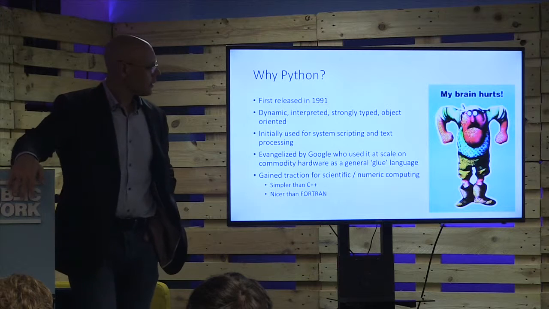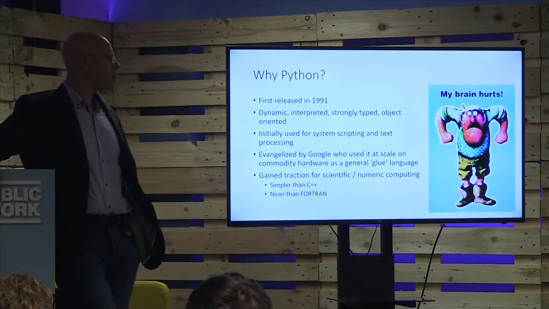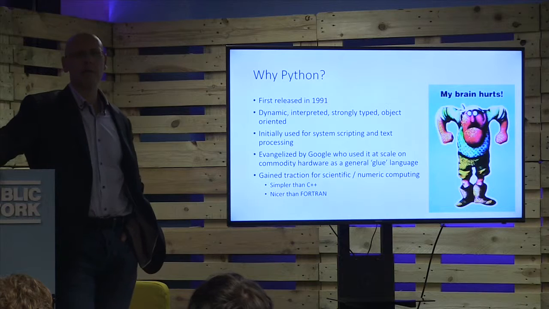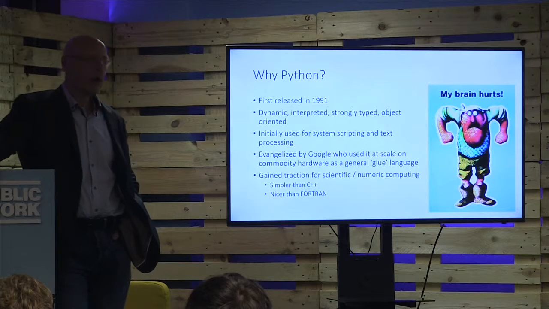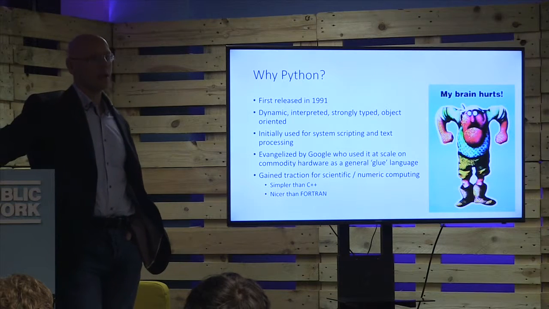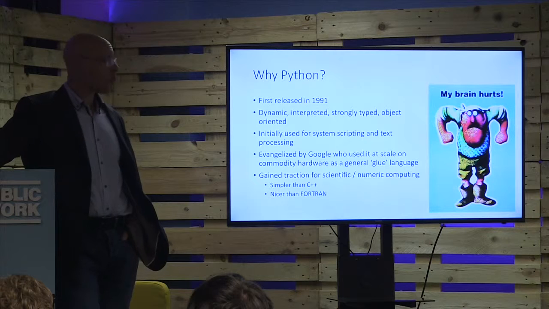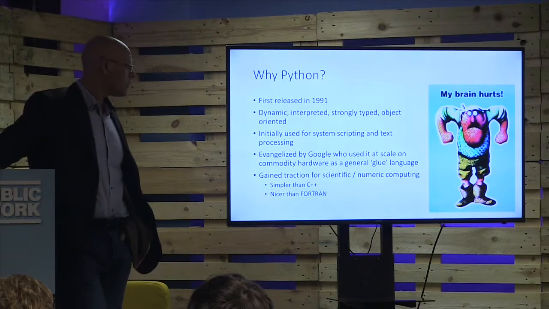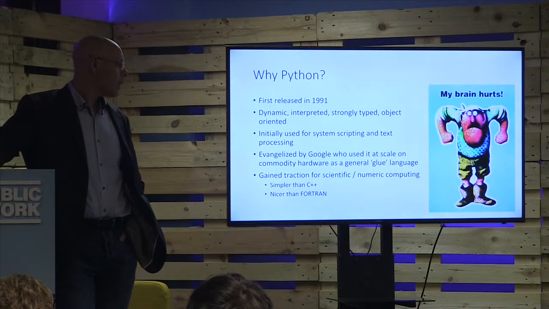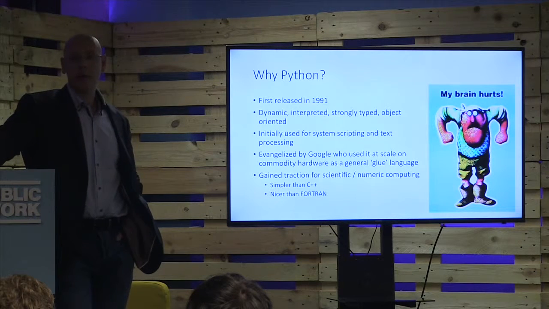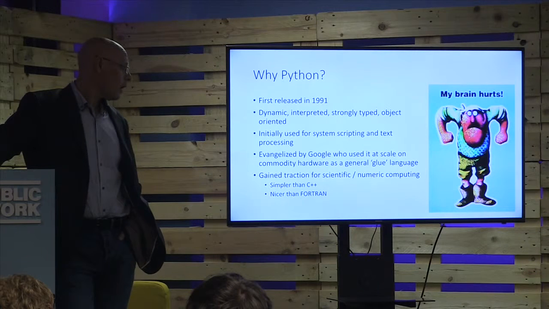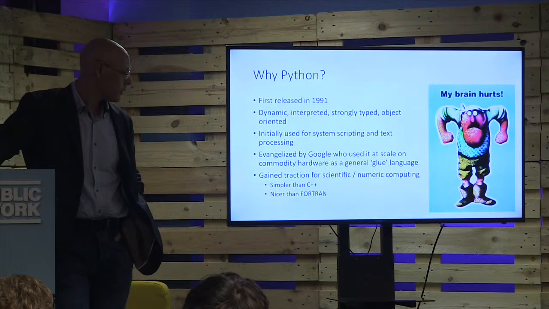One thing that was interesting to me when I first came across TensorFlow and machine learning was: why Python? Python is a dynamic, albeit strongly typed language, which you would think would not be super performant. And in fact, that's true, it's not super performant. But it was first released in '91, used for scripting and text processing. I've certainly used Python in the past just for doing system scripting and that kind of thing. But it got a bit of traction with Google, and it's gained a lot of traction in scientific numeric computing, I guess because it's a bit nicer than Fortran.